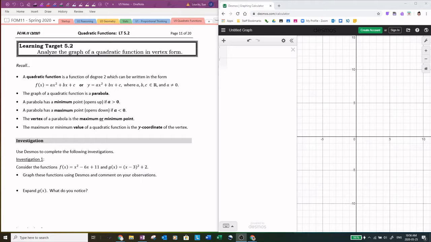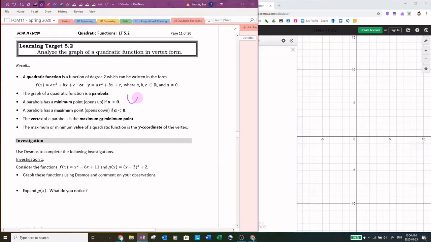A parabola has a minimum point, that is, it opens up if a is greater than 0, so that means it looks like this. And it has a maximum point, so it opens down if a is less than 0, and a, of course, cannot be equal to 0. The vertex of the parabola is either the maximum point or the minimum point, and the maximum or minimum value of a quadratic function is the y-coordinate of the vertex.